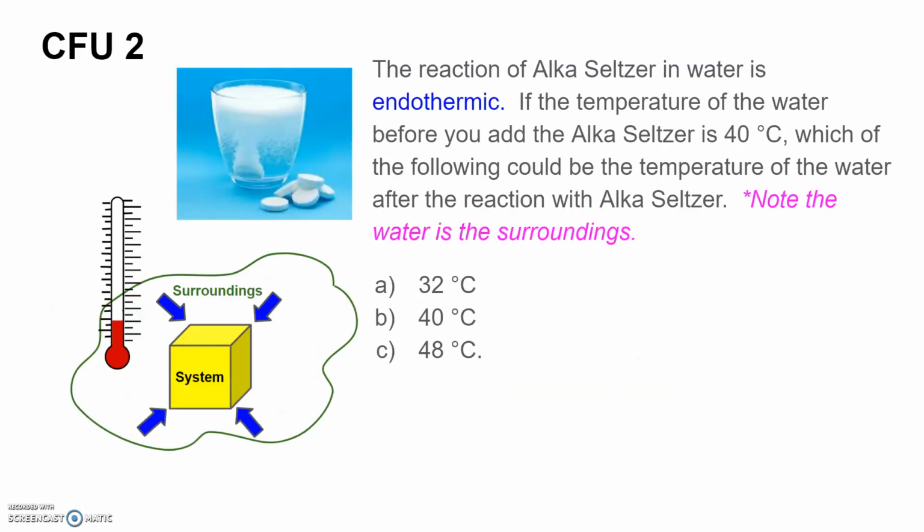Next CFU. The reaction of Alka-Seltzer and water is endothermic. If the temperature of the water before you add the Alka-Seltzer is 40 degrees Celsius, which of the following could be the temperature of the water after the reaction with Alka-Seltzer? And just a quick note here, the water itself is the surroundings. So it's an endothermic reaction. You might want to think about what happens. Does it get hot or cold if it's endothermic? And how would that reflect the temperature? Pause the video now. When you press play again, the answer will be revealed.